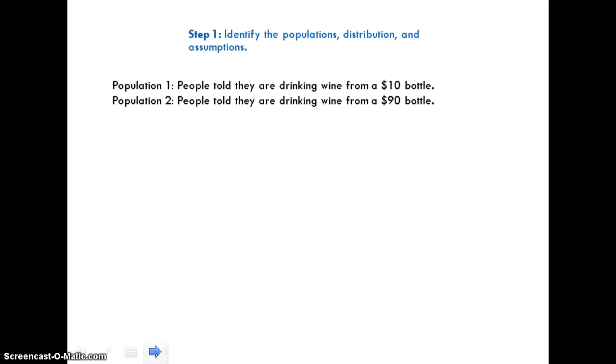So here's an example. In the first step for a particular problem, what we're trying to do is tell how people rate wine that they're drinking if they believe they're drinking from a $10 bottle versus how they rate it if they believe they're drinking from a $90 bottle. And in actuality, they're all drinking the same wine. So population 1 is people who are told they're drinking the $10 bottle, and population 2 is people who are told they're drinking wine from a $90 bottle.